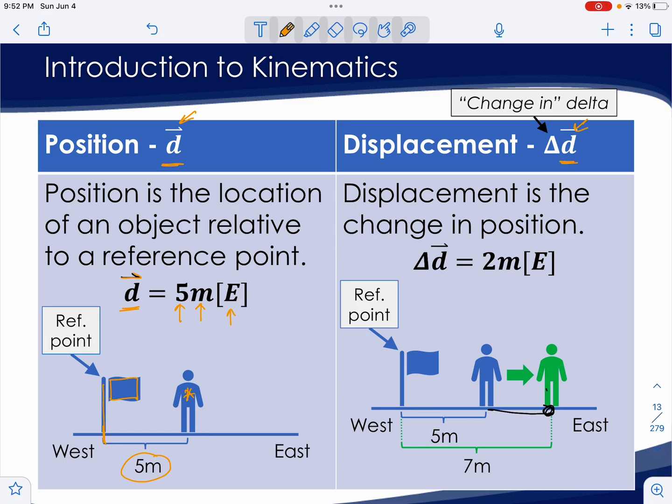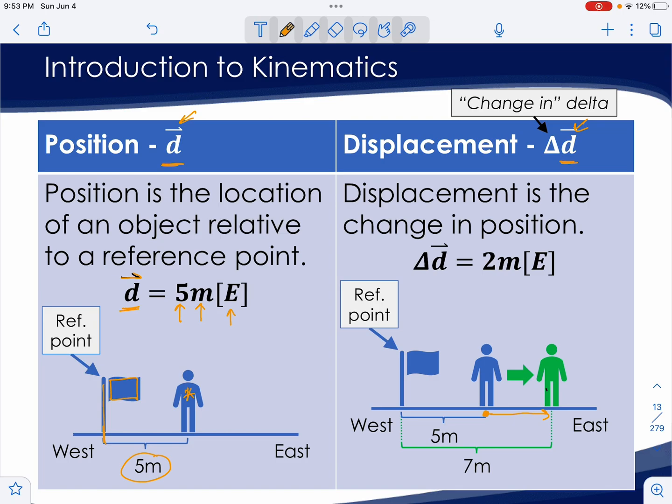Now, displacement is the change in position. So you can see that in our example down here, our gentleman started at this position here and then traveled to this position. So displacement is how he moved relative to where he started.